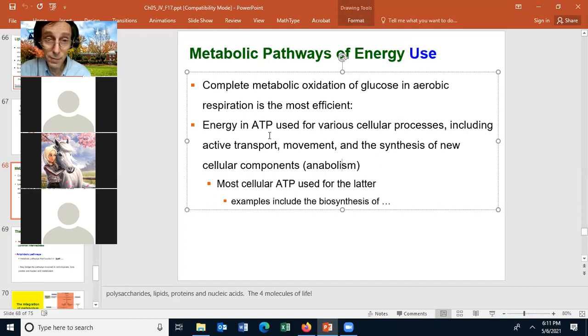And that energy we make as ATP is usually used in anabolism, like the biosynthesis of larger molecules. But the ATP could be used to transport a molecule around in the cell, for the muscle to move, for the cilia to move the cell, or the, what do you call it, the flagella to move the cell.